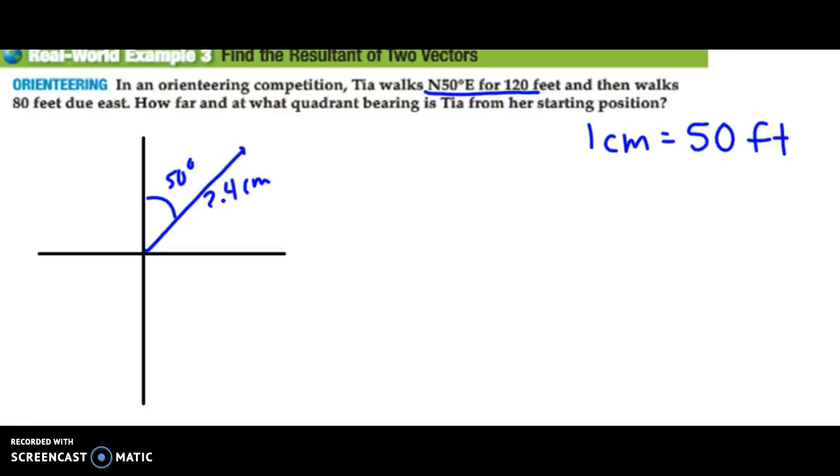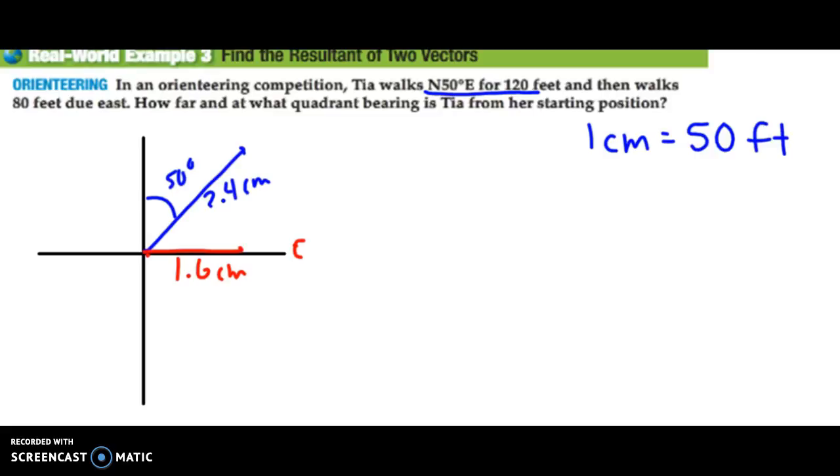Next, she's going to go 80 feet due east. Okay? So again, 80 feet divided by 50 feet is going to be 1.6 centimeters. So I'm going to draw a line that's about 1.6 centimeters. And it's due east, so it's right on my east axis right there. Okay? There it is right there, and this is 1.6 centimeters. Okay? So to figure out how far she actually walks, it's not as easy as going 2.4 plus 1.6. Okay? That would equal 4. Well, that's not what ends up happening.